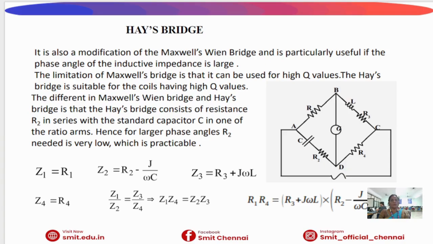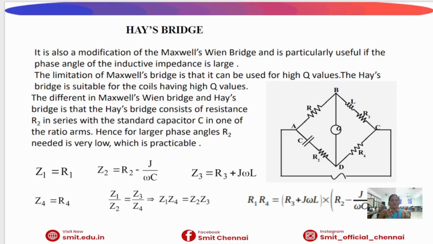Each arm of the bridge is represented using impedance: Z1 equals R1, Z2 equals R2 minus j by omega C, Z3 equals R3 plus j omega L, Z4 equals R4. At balance condition, no current flows through the detector. So the impedance ratio condition becomes Z1 by Z2 equals Z3 by Z4, or Z1 Z4 equals Z2 Z3. Substituting impedance values gives R1 R4 equals (R3 plus j omega L) into (R2 minus j by omega C). From this equation, inductance L and resistance of the coil can be calculated after separating real and imaginary parts.